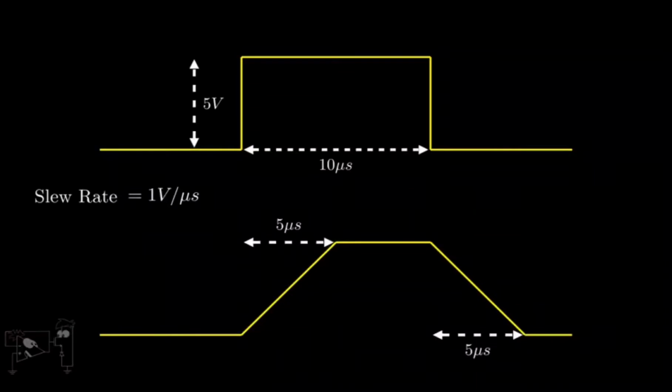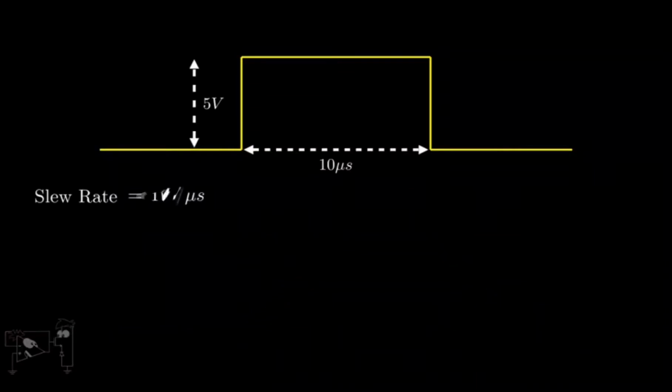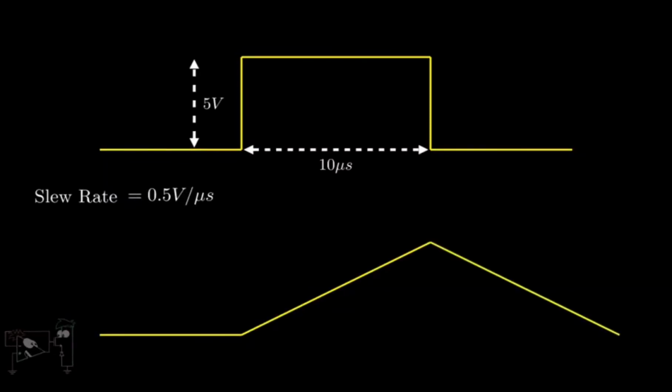Now consider a case in which the slew rate is 0.5 volts per microsecond. In this case, the output will take 10 microseconds to reach 5 volts. Hence, the output will just touch 5 volts and again fall down to 0.